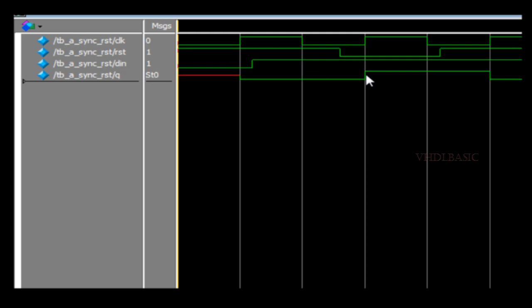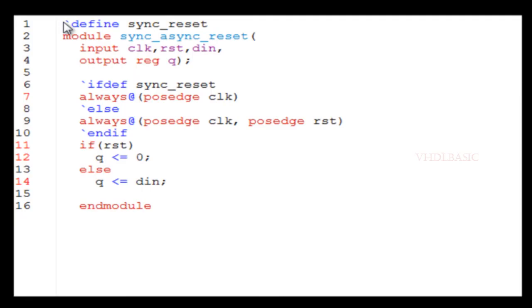If you check the next rising edge, at that time, the reset is low and D is high actually. So the D value will be reflected in the Q actually. At the third rising edge, the reset is high, so the output Q is 0.